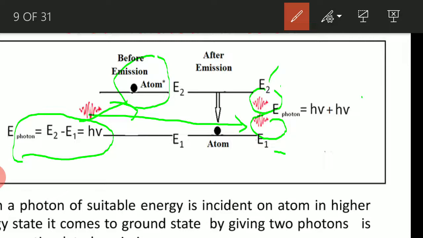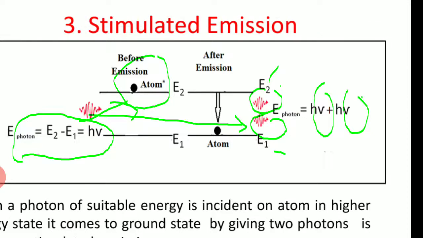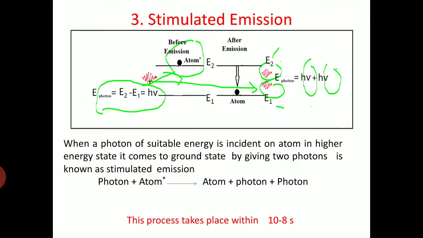So totally there are two photons coming out during the stimulated emission, and these two photons have the same energy, E is equal to h nu. They are in phase, that is, they are coherent, and they move in the same direction. That's why we can say the two photons have energy h nu plus h nu. So totally 2 h nu, meaning two photons are emitted during this stimulated emission.